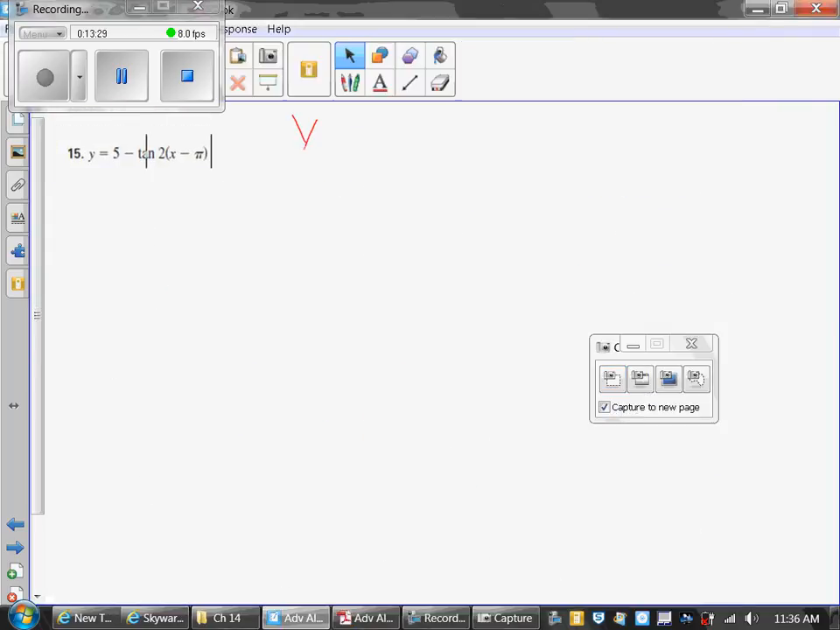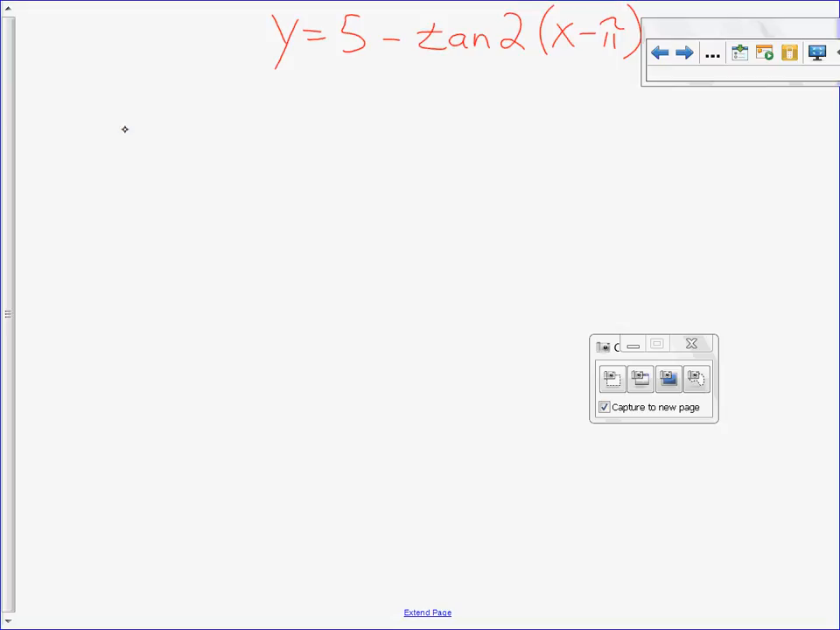Well, that looks nasty. So it's y equals 5 minus tangent of 2(x minus pi). Let's walk through this one. Y equals 5 minus tangent of 2, parentheses, x minus pi. Broken record time. What do you think the first step is? Yep. Table them out.